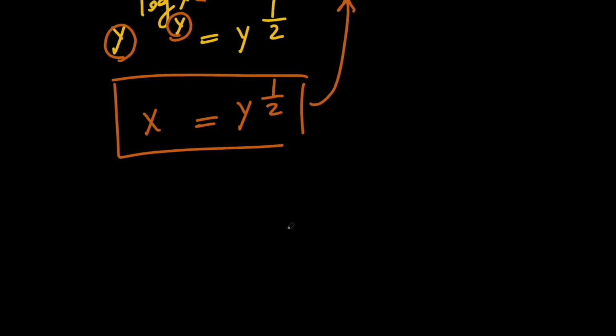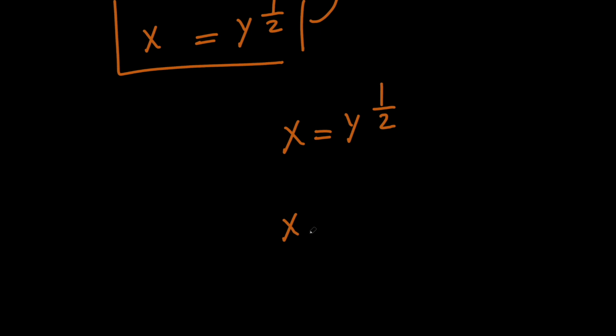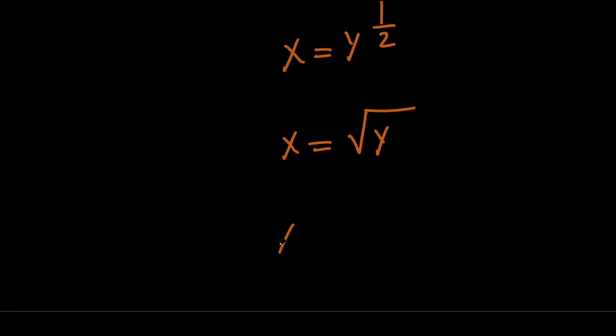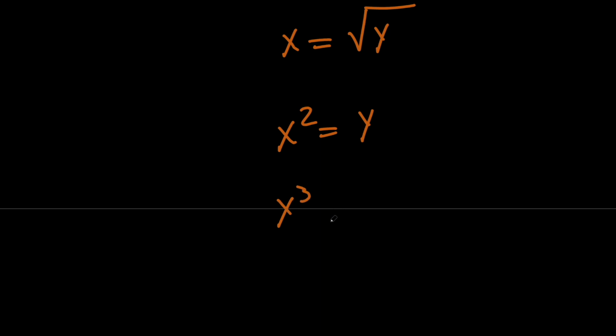Either way, we have x equals y to the power of 1/2, and that means that x equals the square root of y. Next, let's square both sides to get rid of the square root. So we're going to have x squared equals y, and then let's multiply both sides by x to get x cubed equals x times y.